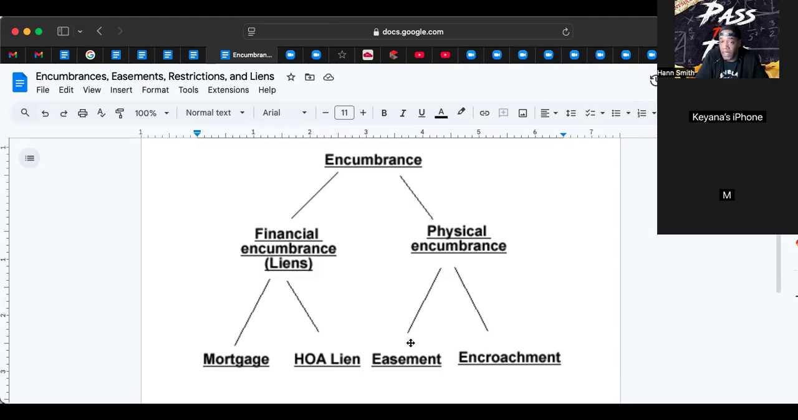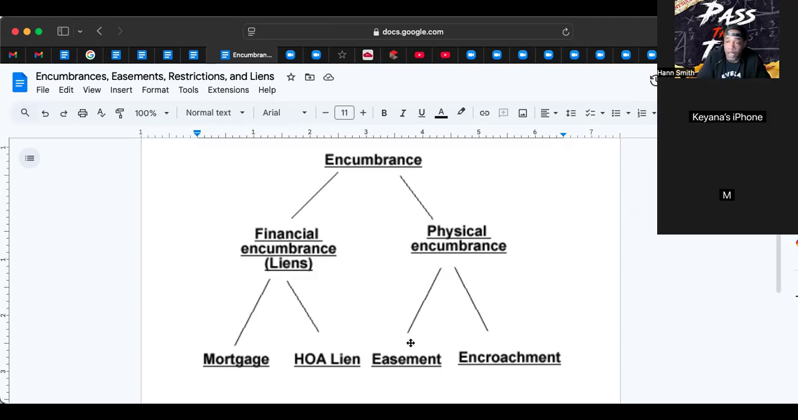An easement is an encumbrance, and all easements are encumbrances, but not all encumbrances are easements. All liens are encumbrances because encumbrances are the tree trunk. So when you hear the word encumbrance, just think cloud. Something's wrong with the title.